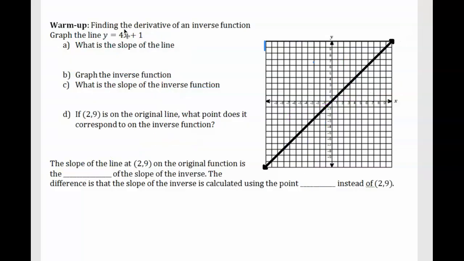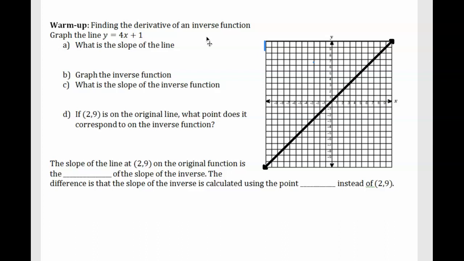Okay, so one last example. Now we're going to look at derivatives and inverses together, and we're going to create the connection between the two. So we do have to recall the reflexive property of inverse functions that states the graph of f contains the point (a, b) if and only if the graph of f inverse contains the point (b, a). So that's going to be really useful in looking at this example here.